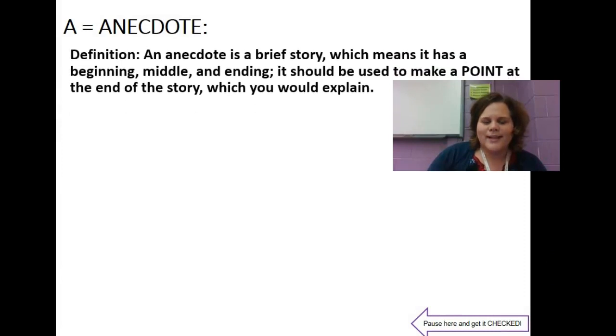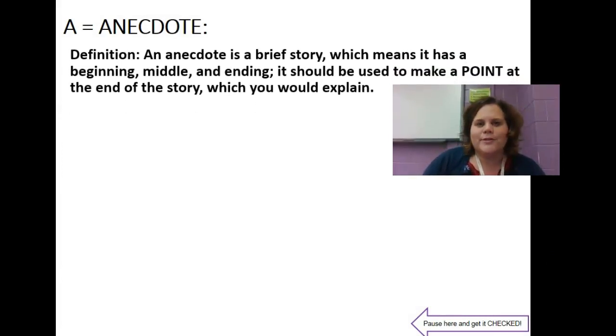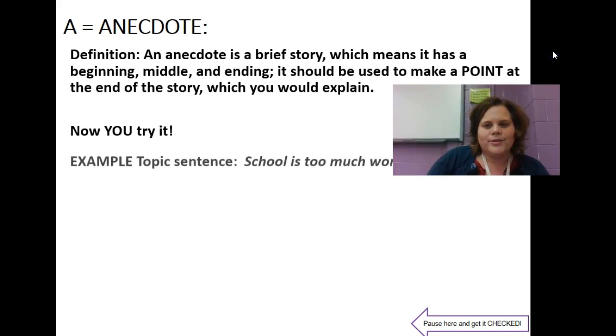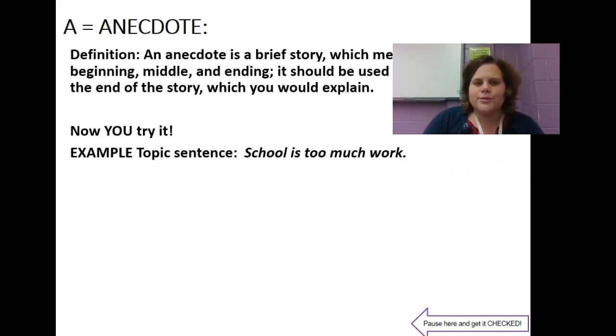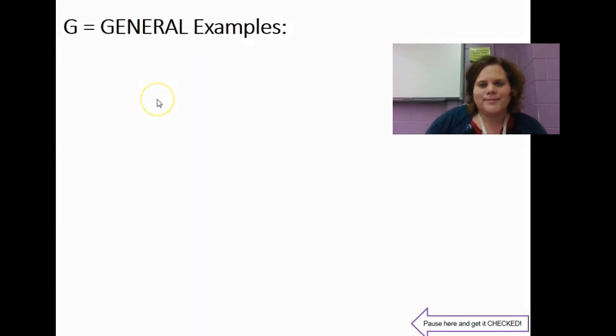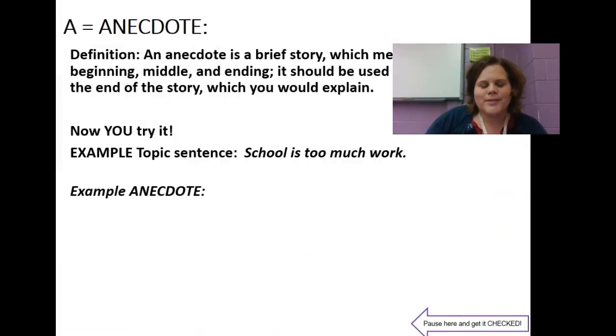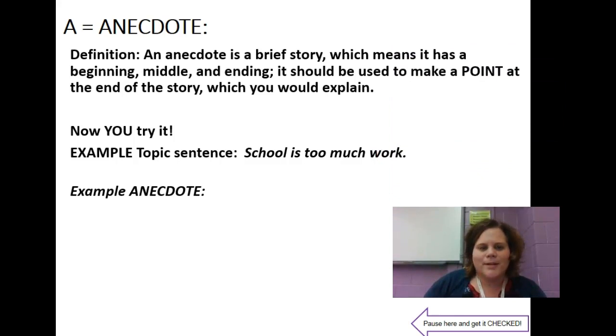So I want you to try it, and it may take a little bit of time. You're going to tell a brief story to support the topic sentence that we're given. So you're just trying to think of a story. School is too much work. Use transitions to start your story, and then get it checked. So pause for a second. Try to think of a 2 or 3 sentence story with a beginning, middle, and end that proves the point of school being too much work. Don't worry about if it's real. You're just going to come up with a story to prove a point, then get it checked. So pause here until you're done.